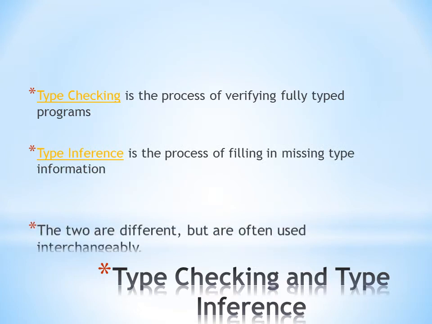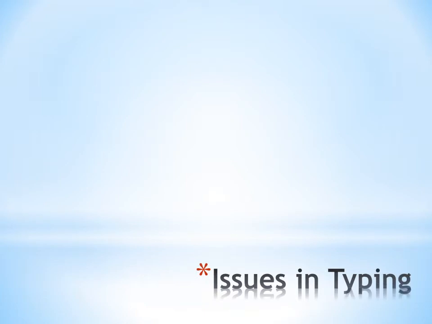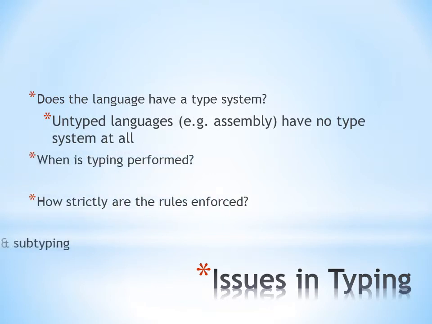Type checking is the process of verifying fully typed programs. Type inference is the process of filling in missing type information. The two are different but are often used interchangeably. There are several issues in typing. Does the language have a type system? When is typing performed? How strict are the rules to be enforced?